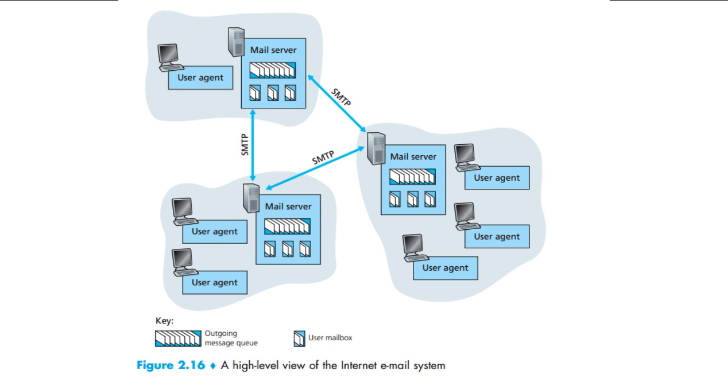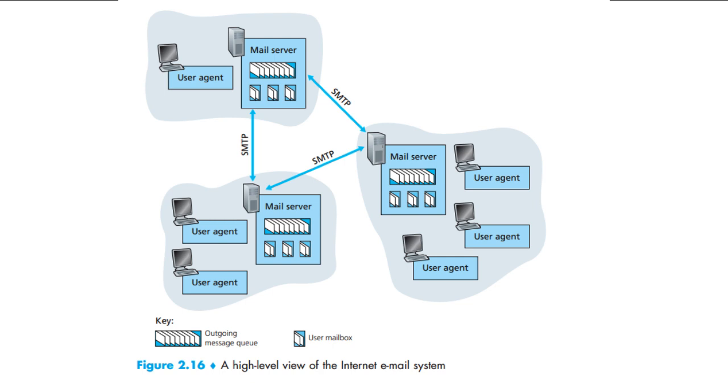When Alice is finished composing her message, her user agent sends the message to her mail server, where the message is placed in the mail server's outgoing message queue. When Bob wants to read a message, his user agent retrieves the message from his mailbox in his mail server. Mail servers form the core of the email infrastructure. Each recipient, such as Bob, has a mailbox located in one of the mail servers. Bob's mailbox manages and maintains the messages that have been sent to him.